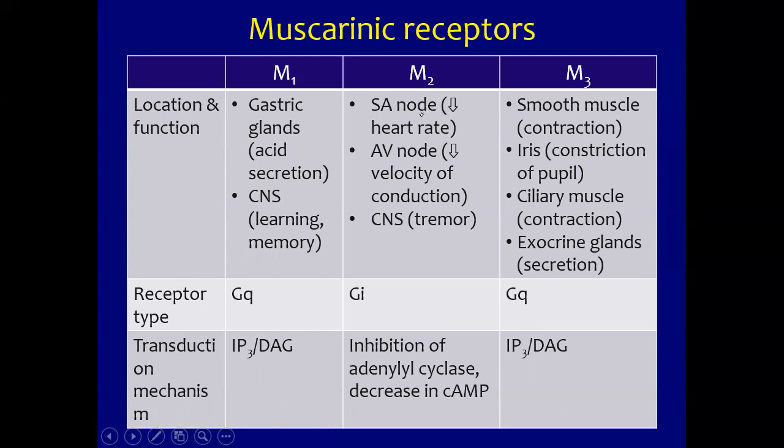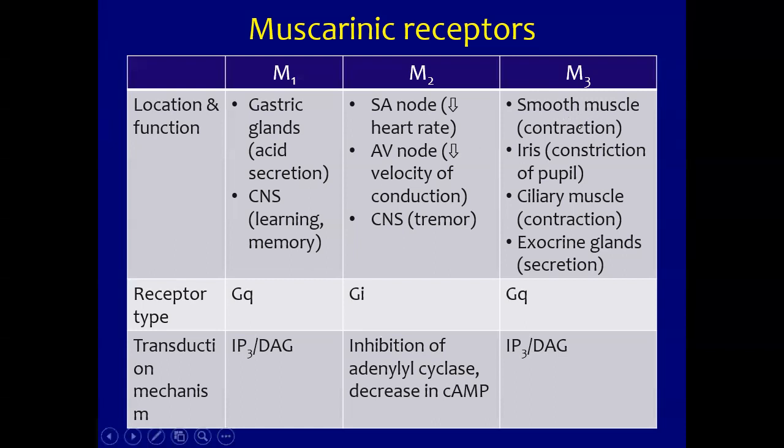M2 receptors are in the SA node, which is the pacemaker. It is under mainly parasympathetic control. So when the M2 receptors in the SA node are activated, that will cause a decrease in heart rate. In the AV node, decreased velocity of conduction, and in the CNS, activation of M2 receptors causes tremors. That is why anti-muscarinic drugs are very useful in treating the tremor associated with Parkinson's disease. You will learn in neuroscience that there is a tremor in Parkinson's disease. So anti-muscarinic drugs are a very good treatment for that.